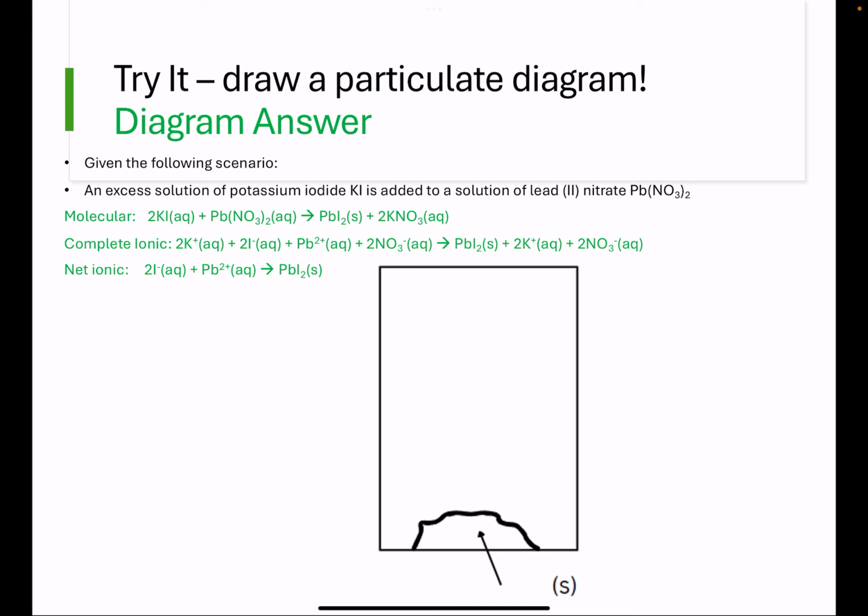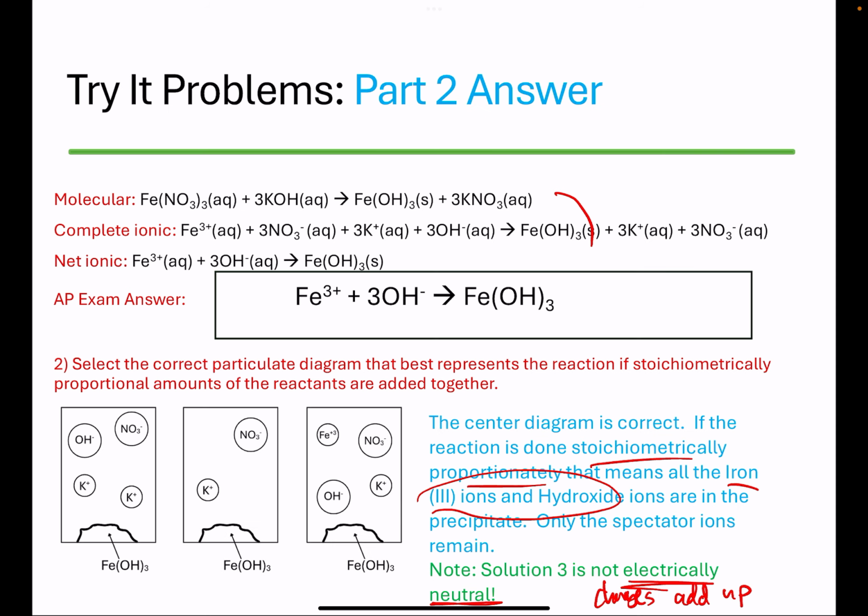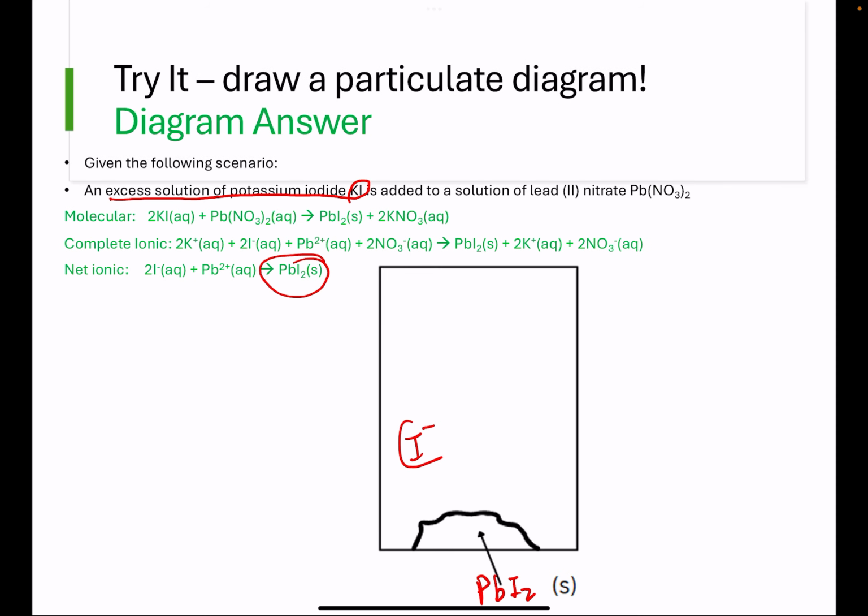So in this case, there is an excess solution of potassium iodide. Again, we have to know the salt first. So the salt has to be PbI2. That's going to be our salt. Then we're going to have an excess amount of potassium iodide, so we're going to have some iodide in our aqueous solution. Do we have to write down aqueous? No, we just have to draw them as a circle, right? We are going to have iodide circles in there.